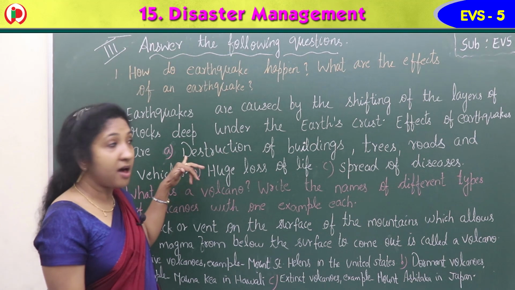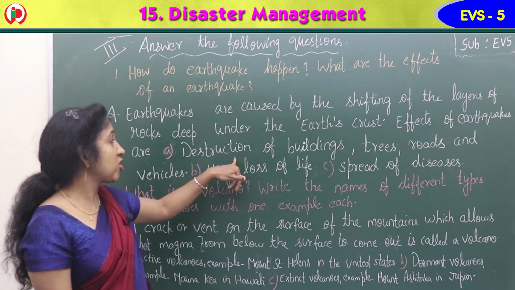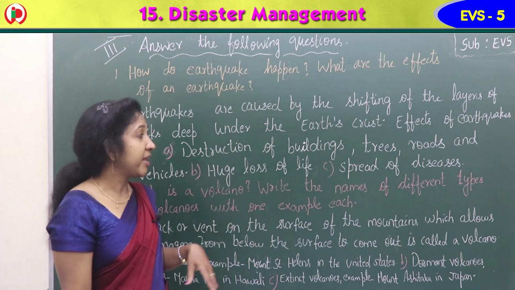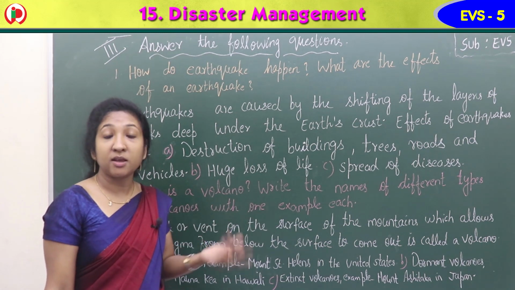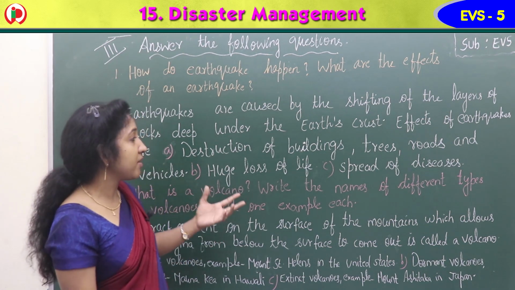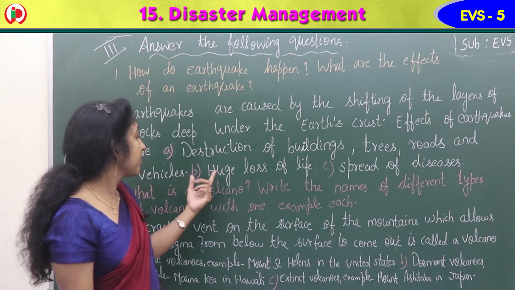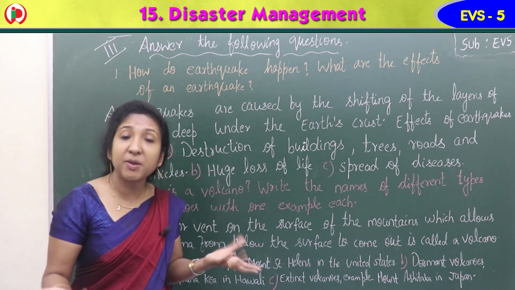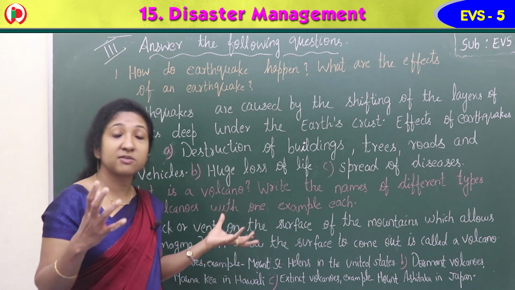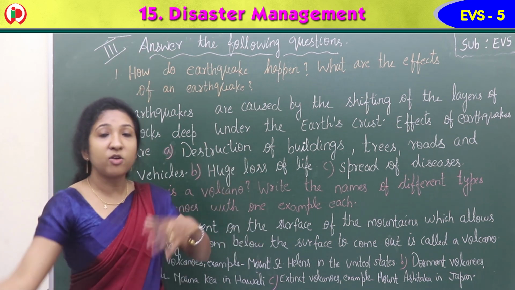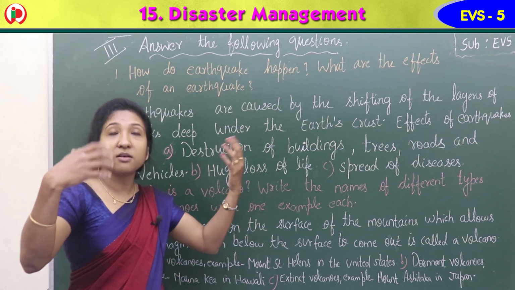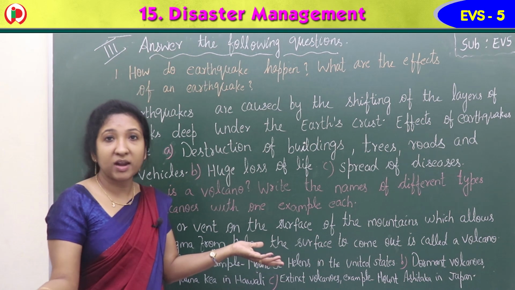Effects of earthquakes are: first one, A, destruction of buildings, trees, roads and vehicles. Huge damage is caused to buildings, trees, roads, and repairing it will be so difficult. That much destruction happens to buildings, trees, roads and vehicles. B, huge loss of life. Many people were killed. They become homeless. They were killed because of this destruction: buildings falling down, trees falling down upon them, they surely die.